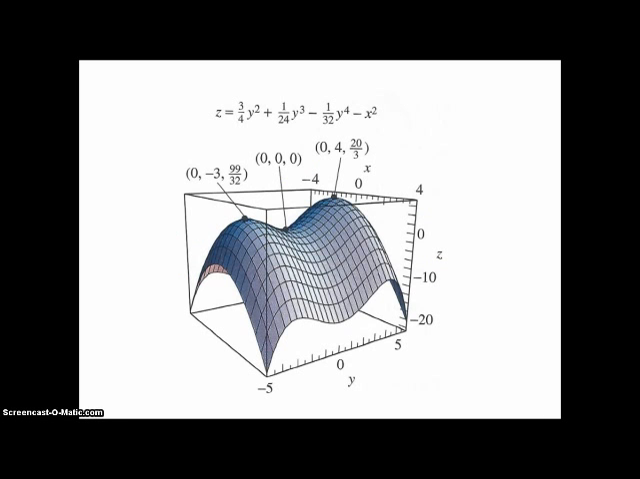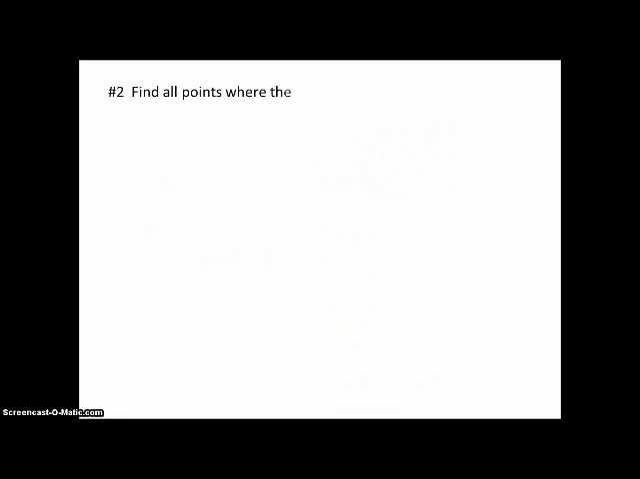Here's another example of a local max, a global max, and a saddle point. Number 2, find all points where the tangent plane is horizontal given z equals 4 minus x squared minus y squared. So we need both zx and zy to be 0.